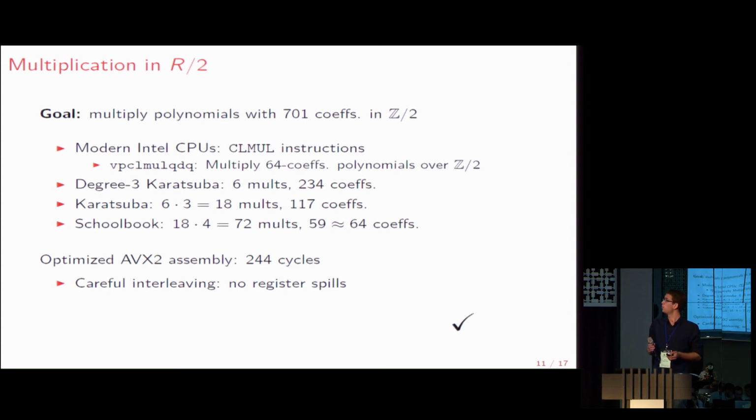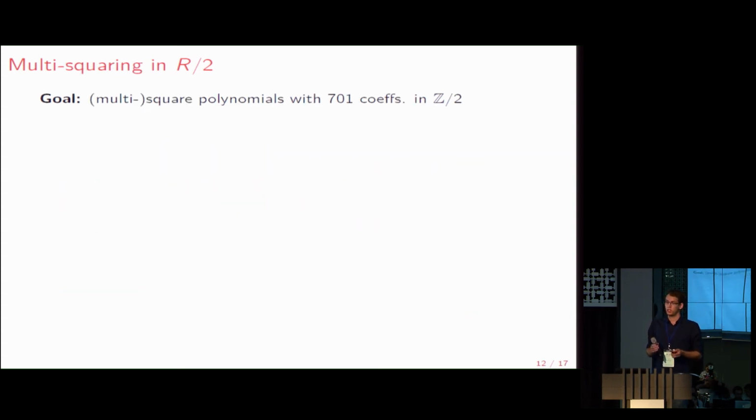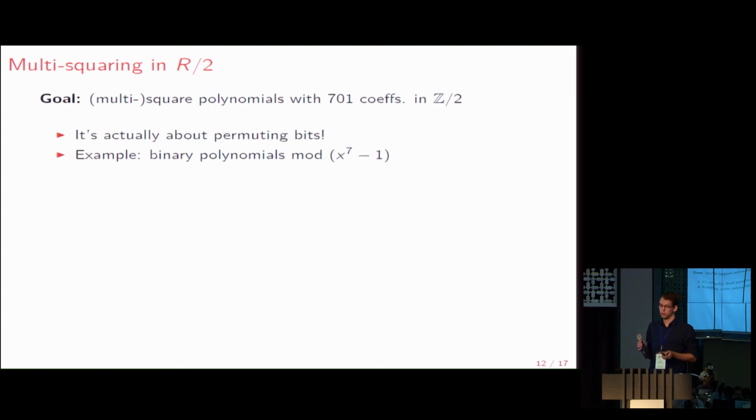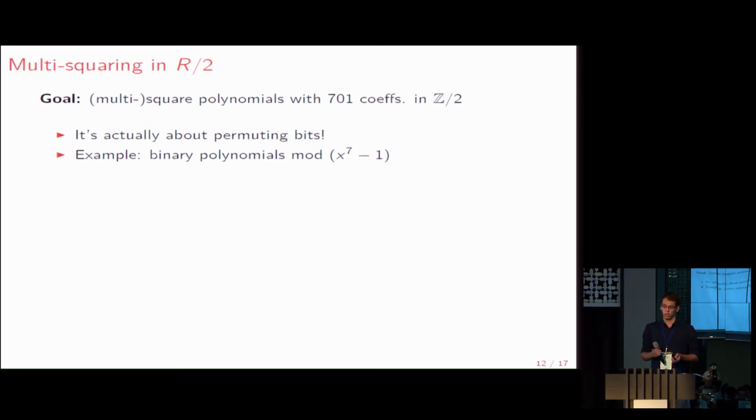So that's another sub-goal. And now we still have the multi-squaring left open. And we need to analyze this a bit, see what this actually is. Because if you think about it, it's actually about permuting bits. So you're not doing some arithmetic, but you're basically shuffling bits around. And if you think of the problem as permuting bits, it suddenly becomes a whole different problem, and there's a whole different range of solutions to it. I'll quickly walk you through an example. If we have a look at a binary polynomial, we do it mod x to the 7 minus 1, which is easier to look at than x to the 701 minus 1.